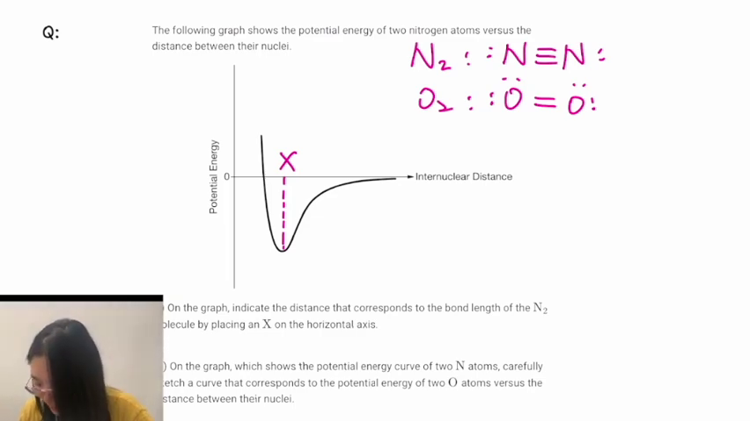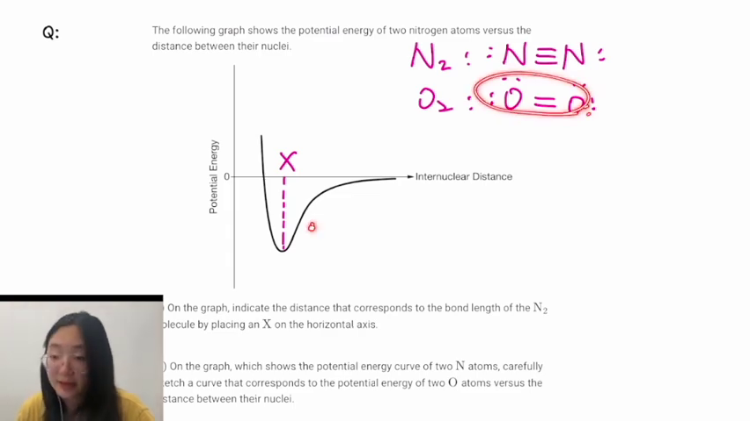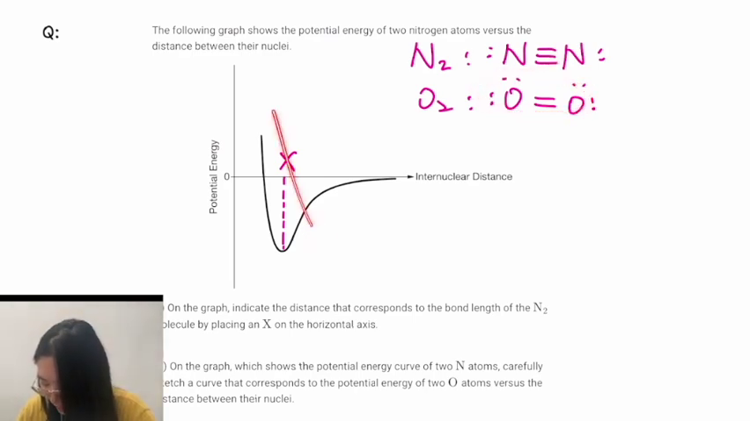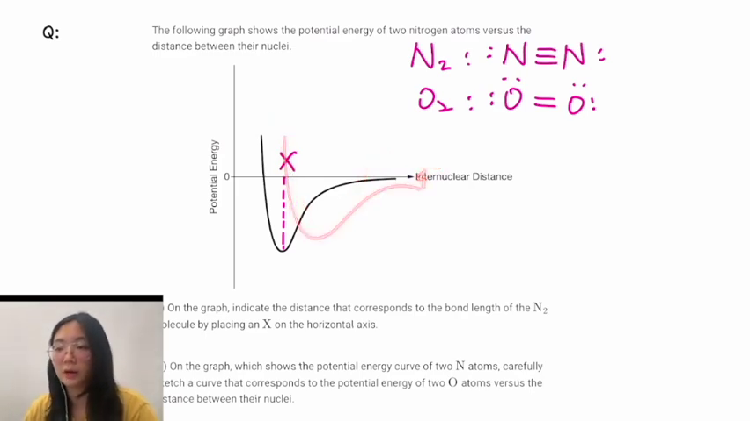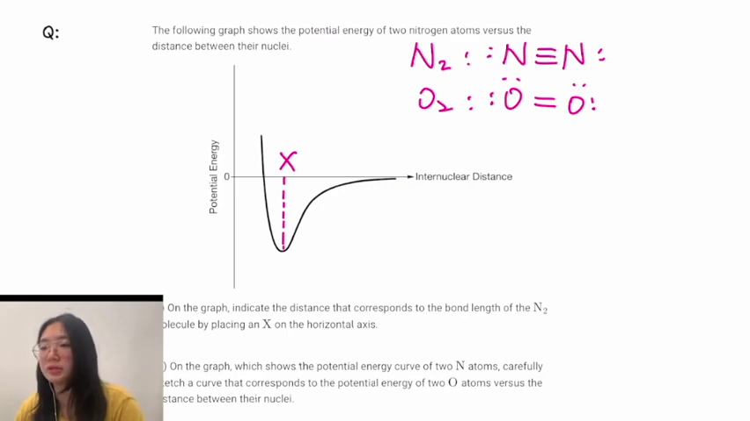Which means the potential energy for the oxygen will be higher because it's not as stable, or not as strong as the triple bond of nitrogen. And also it is going to be a little bit longer than the nitrogen triple bond. So the peak of the oxygen bond will be higher and toward the right side of the peak of the nitrogen bond. So this is how the oxygen bond looks.